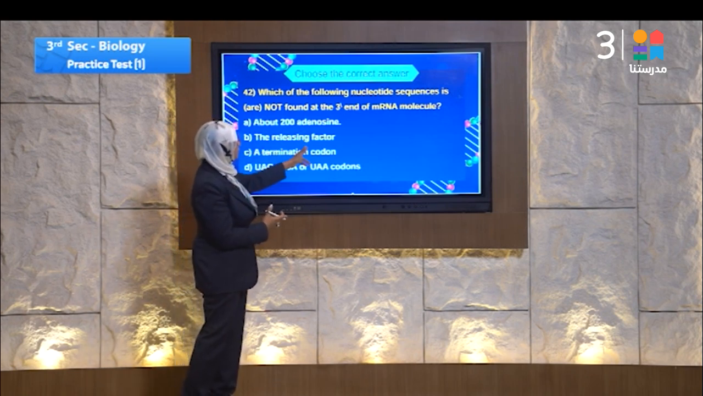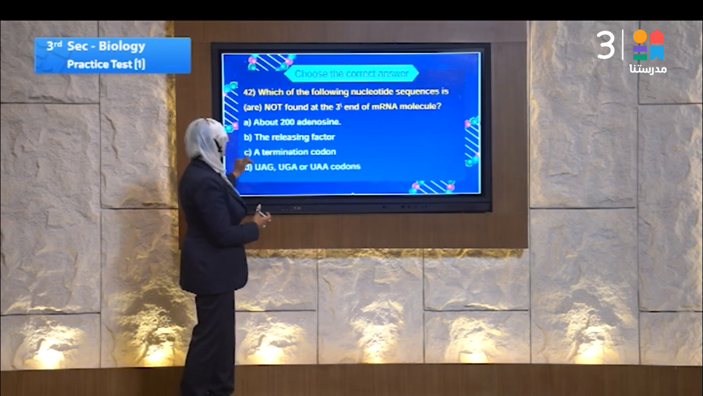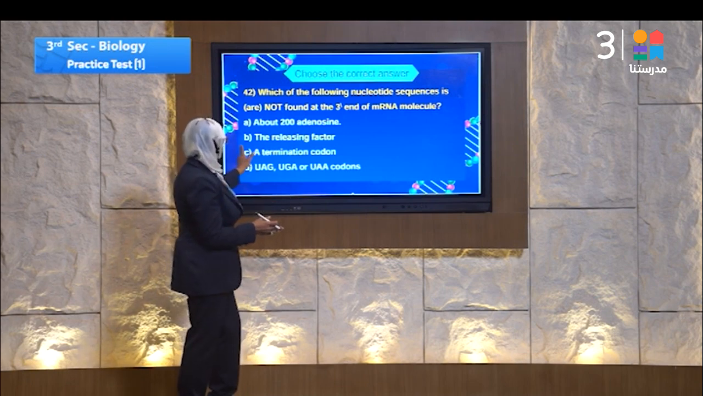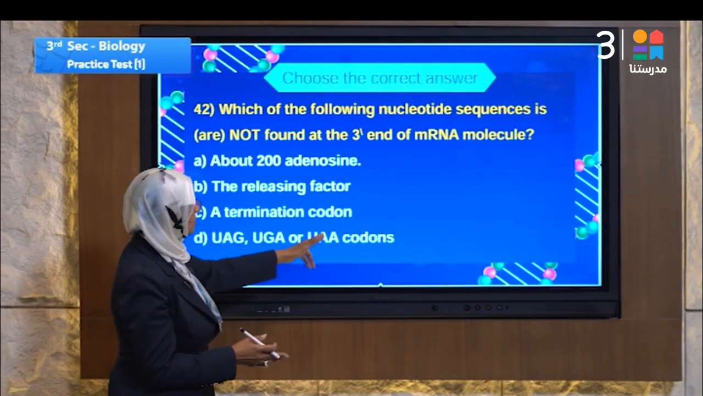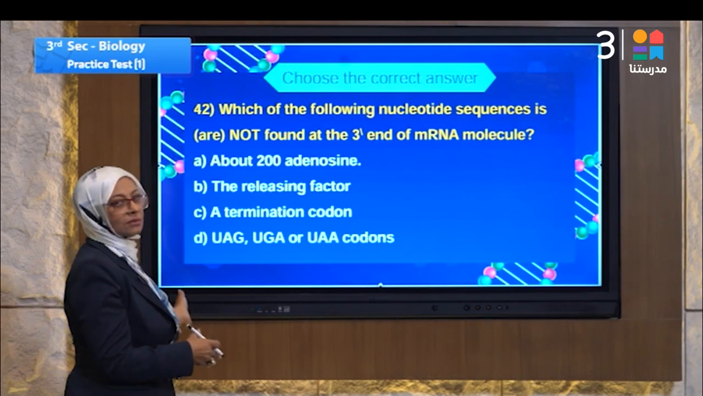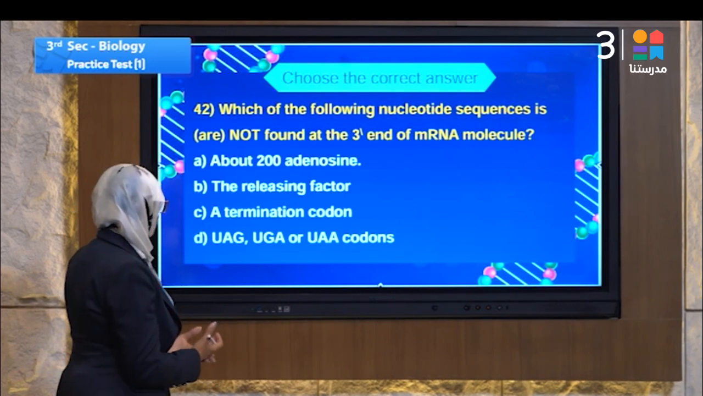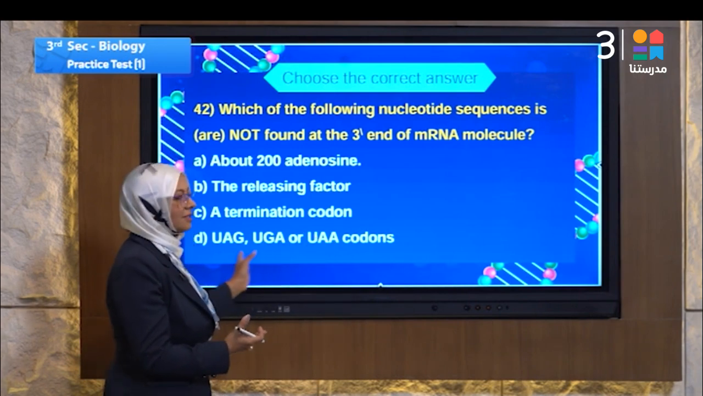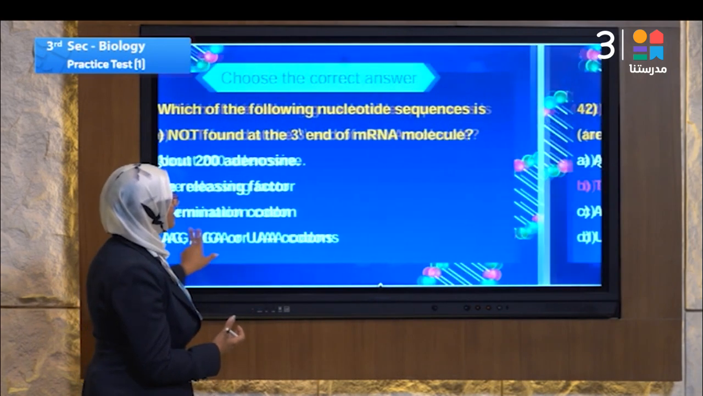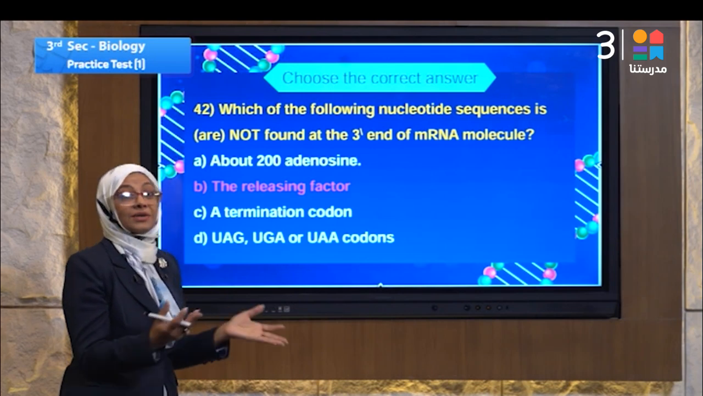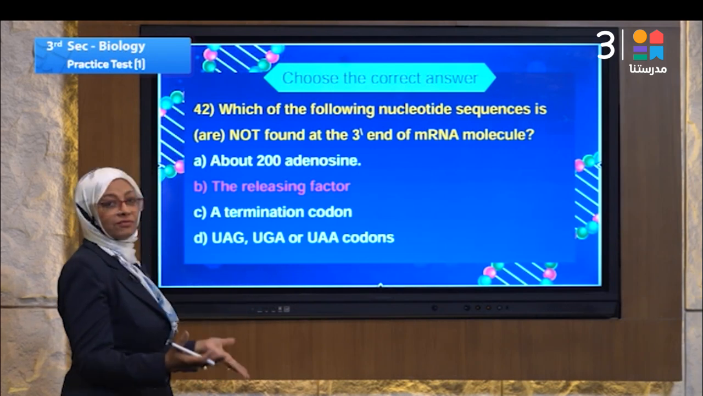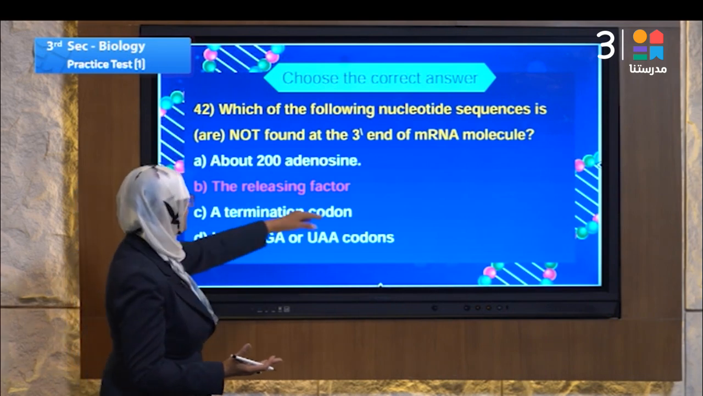The releasing factor. Let's speak about number C, termination codon. That's found in messenger RNA. Yes, it's found. UAG, UGA, UAA codon is found. So the answer must be the releasing factor. The releasing factors are connected after the finishing of messenger RNA function. So the answer must be releasing factor.